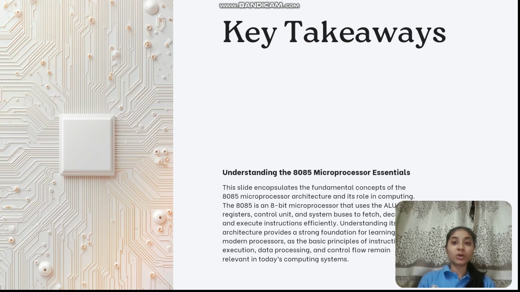Now we will be seeing what are the key takeaways. Processors are essential for the functioning of computer systems. The Intel 8085 is an important 8-bit microprocessor used in early computing systems. Its architecture includes components such as the ALU, registers, control unit, and system buses. Together, these components help the processor fetch, decode, and execute instructions efficiently.